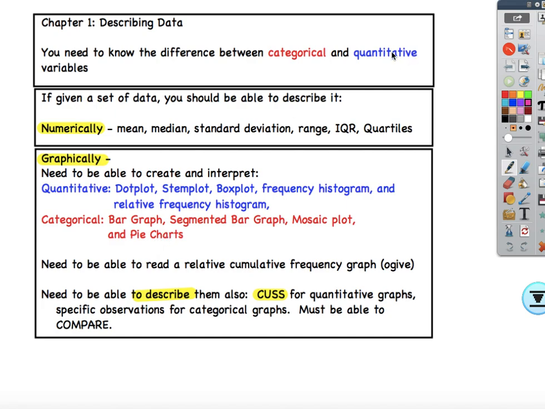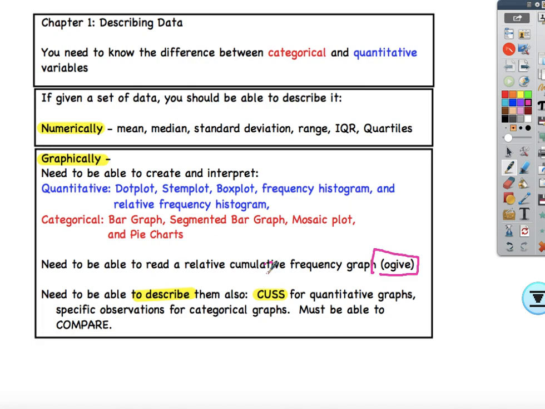And then quantitative variables would be numerical. So that would be like income or, oh gosh, all sorts of things like IQ score, ACT score, stuff like that. Anything that we'd be interested in the average of. So if we have quantitative data, we would do dot plots, stem plots, box plots, histograms, and relative frequency histograms. And also what are called relative cumulative frequency graphs. That would be known as an ogive. I'll show you how to read one of those too.